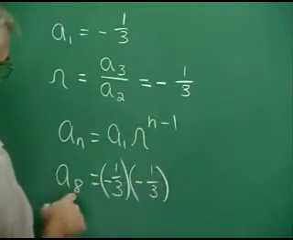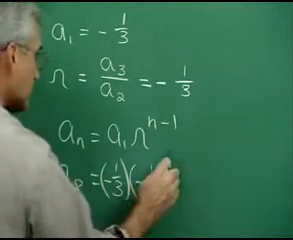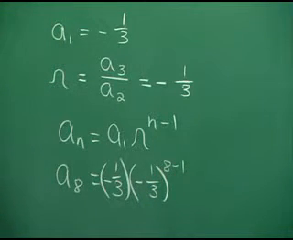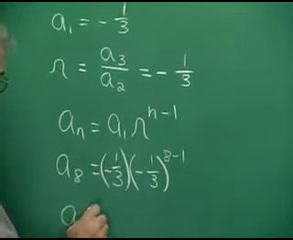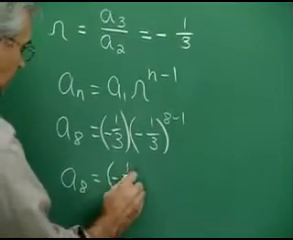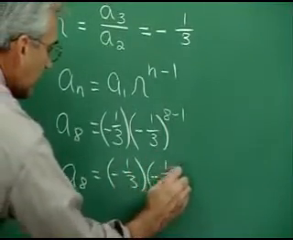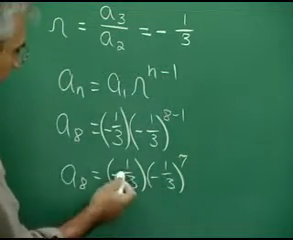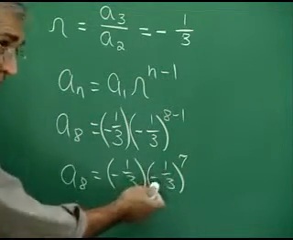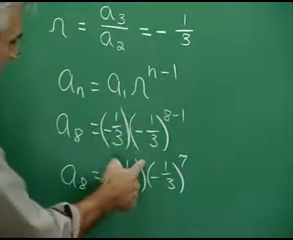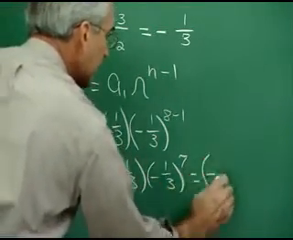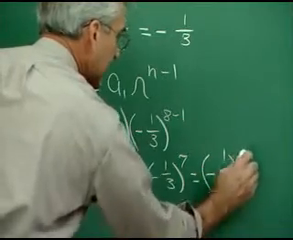Well, that's 8 minus 1. You see, we want the 8th term, so it would be 8 minus 1, which is 7. So we have a sub 8 then is negative 1/3 times negative 1/3 to the 7th. But if these two are alike, then I have like bases. I can add the exponents. The exponent here is understood to be 1. So we could write this as negative 1/3 to the 8th power.